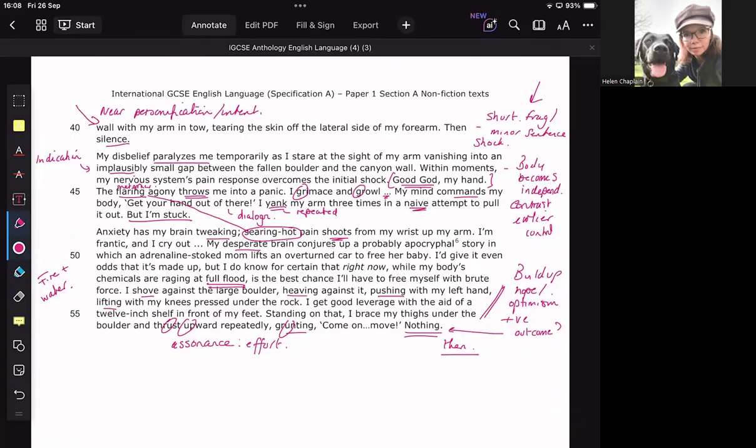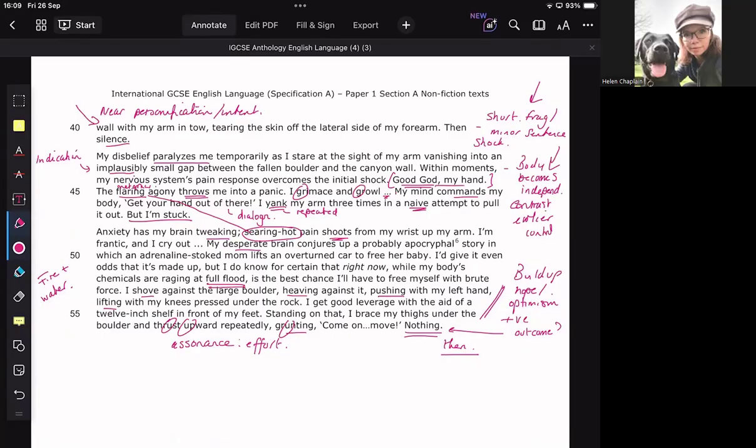The gap is implausibly small. There's an indication of exactly what's happened. This is not a gap that his arm can fit into, and his arm's in it. So there is a really serious problem for him. And again, this idea of the body becoming independent, it's almost like every single bit of him is kicking in. He talks about his nervous system separately, almost as if it was a thing by itself.